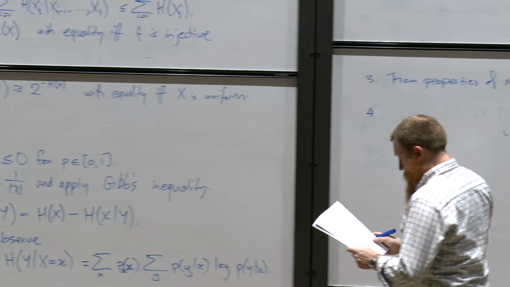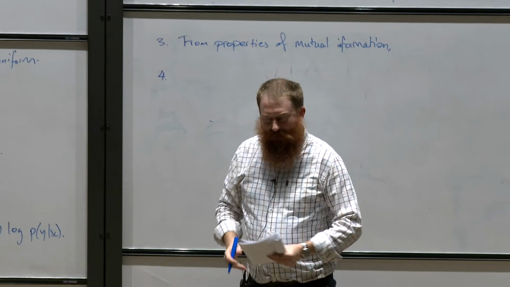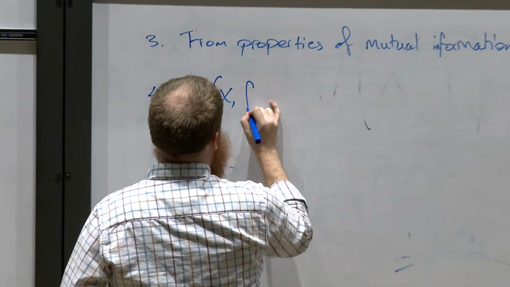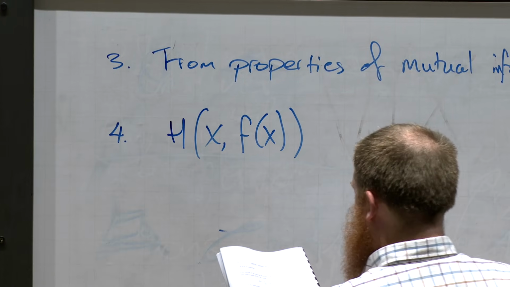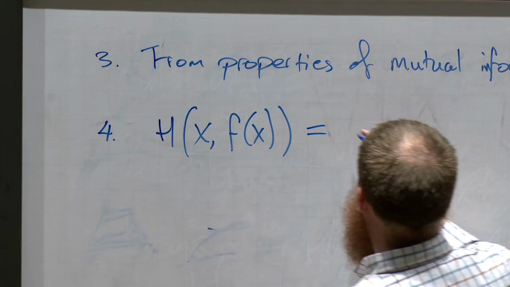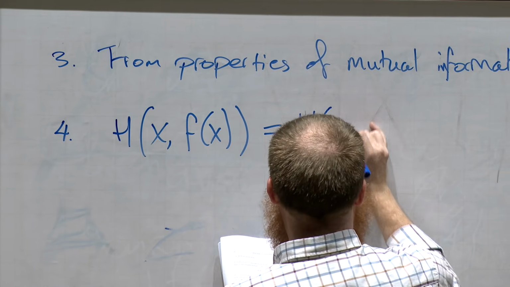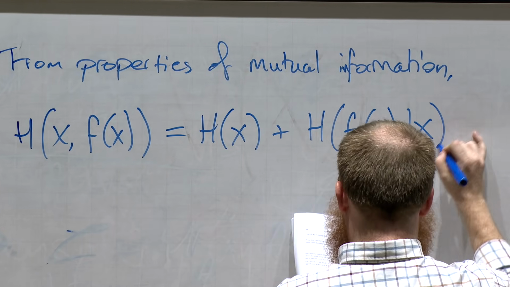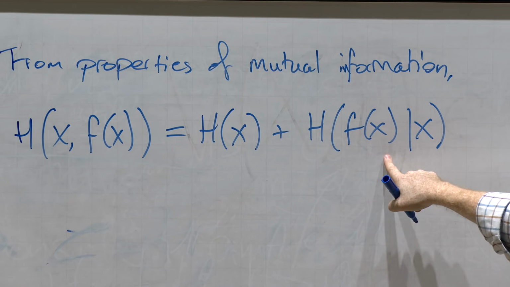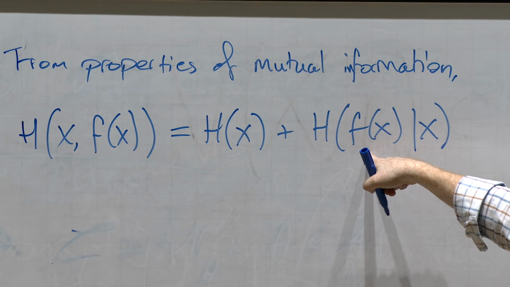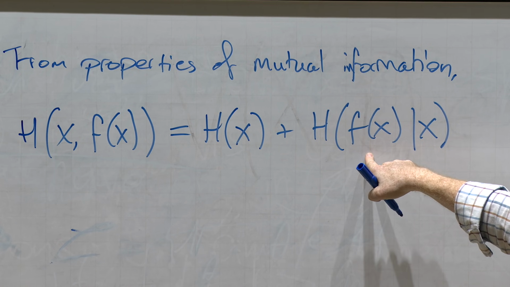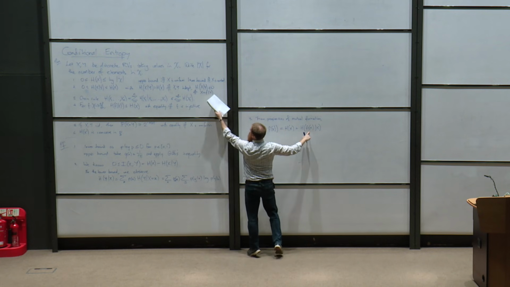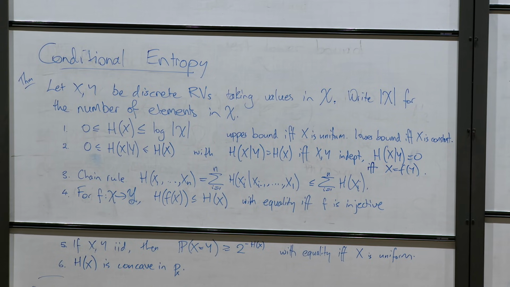Point 4. I'm trying to get through these quickly so we can get on to more fun stuff. We can write the entropy of x and f of x. That's equal to, well, let's expand this thing. It's the entropy of x plus the entropy of f of x given x. But given x, I know the value of f of x. There's no uncertainty left in its distribution. So I'm in the case of point 2 here. So I get that this is just h of x.